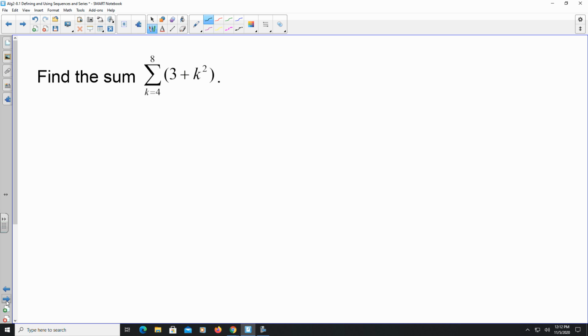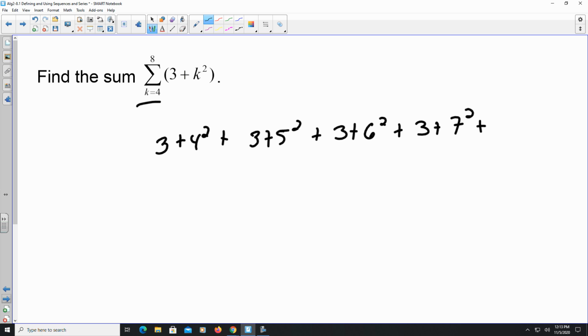Finally, here they're asking you to find the sum. Okay, so what we're going to do here is they want you to start with 4, so it's going to be 3 plus 4 squared plus 3 plus 5 squared plus 3 plus 6 squared plus 3 plus 7 squared plus 3 plus 8 squared. All right, since it had 8 on the top, I stopped there.